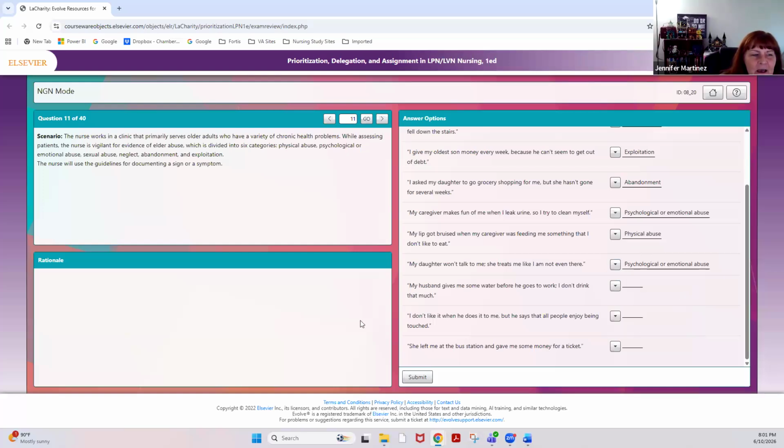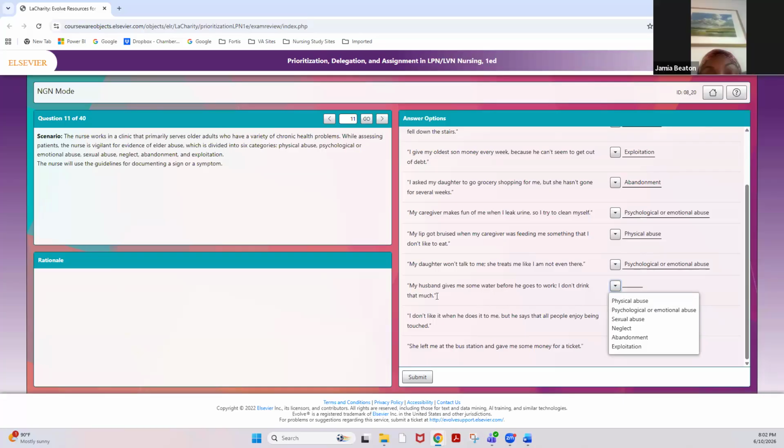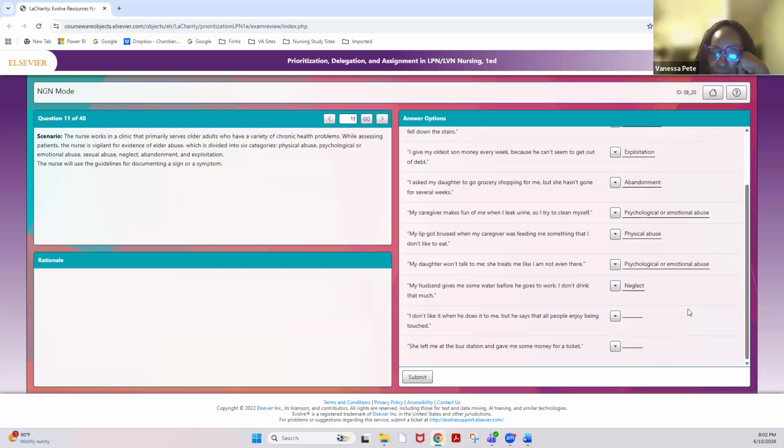My husband gives me some water before he goes to work, so I don't drink that much. Neglect. I mean, she's choosing that. I don't have a preference for this one. Neglect. All right.